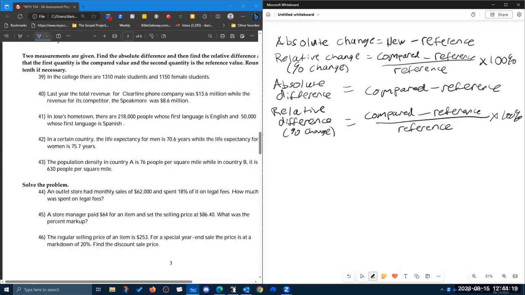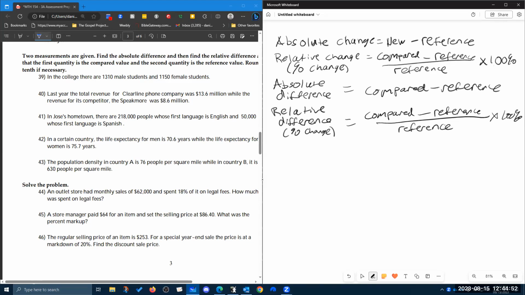In this textbook, relative change and relative difference both mean to find the percent change or percent error. It doesn't always mean that in every textbook. If you get to calculus textbooks, the relative change will be expressed just as this fraction before the percentage, and they'll tell you to find the percent change by multiplying by 100%.